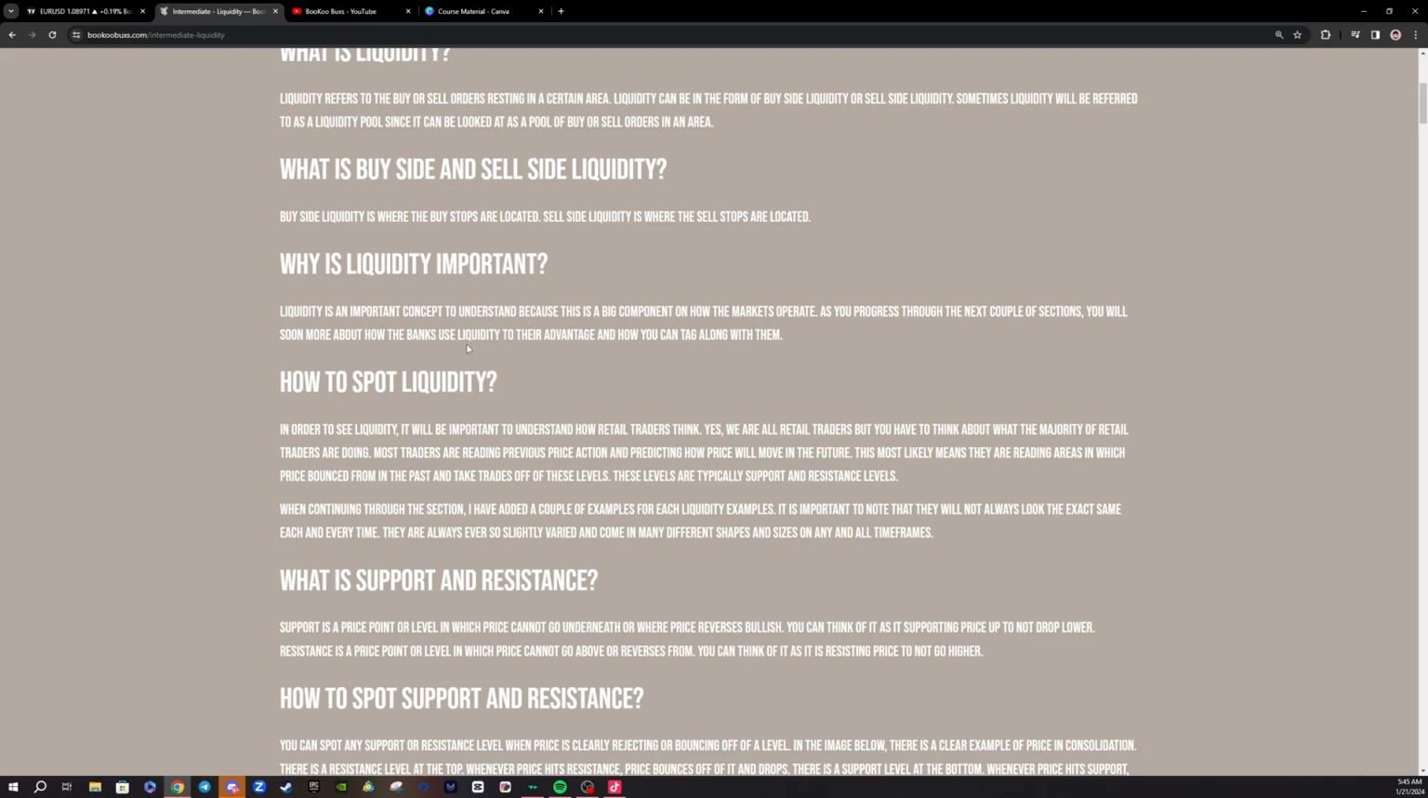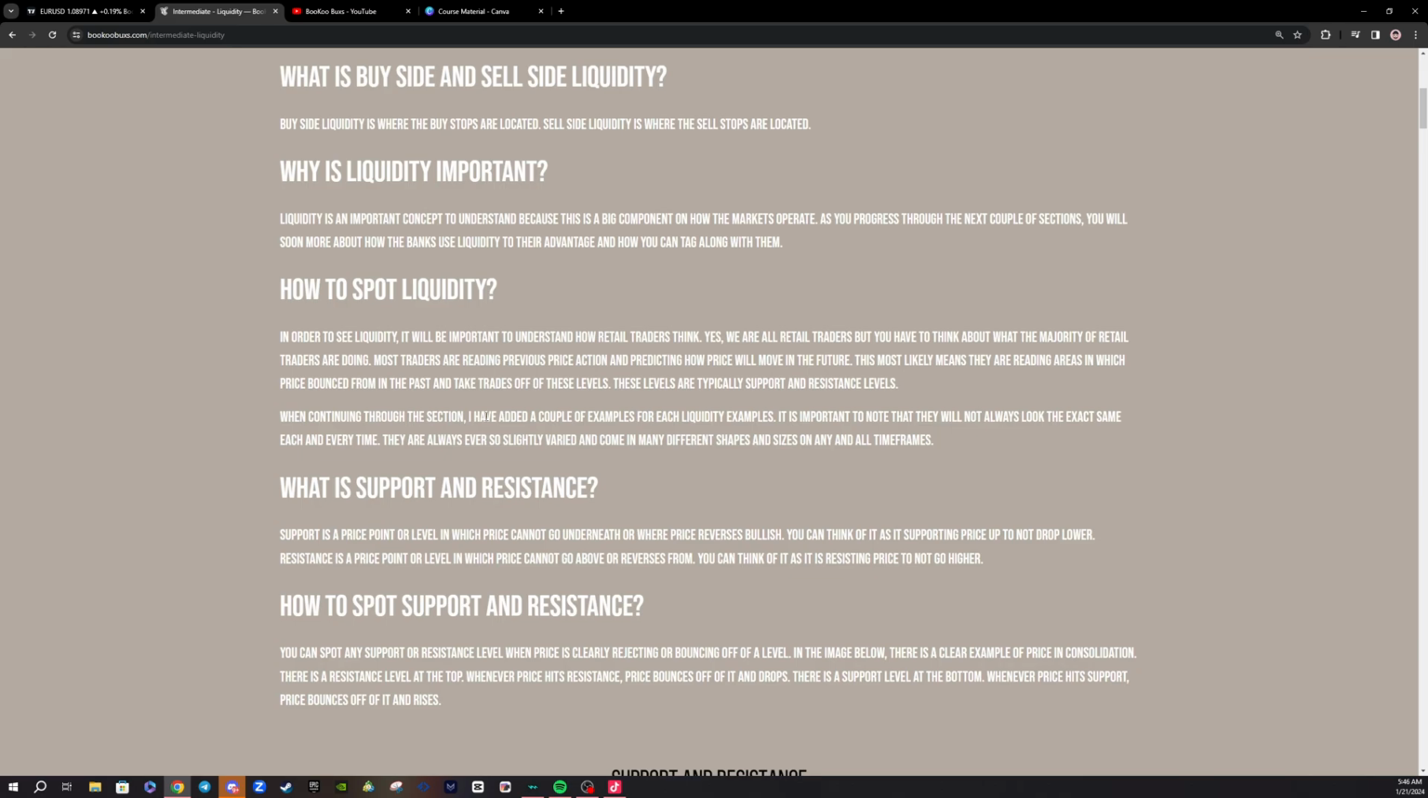Why is liquidity important? Liquidity is an important concept to understand because this is a big component of how the markets operate. As you progress through the next couple of sections, you will soon learn more about how the banks use liquidity to their advantage and how you can tag along with them.